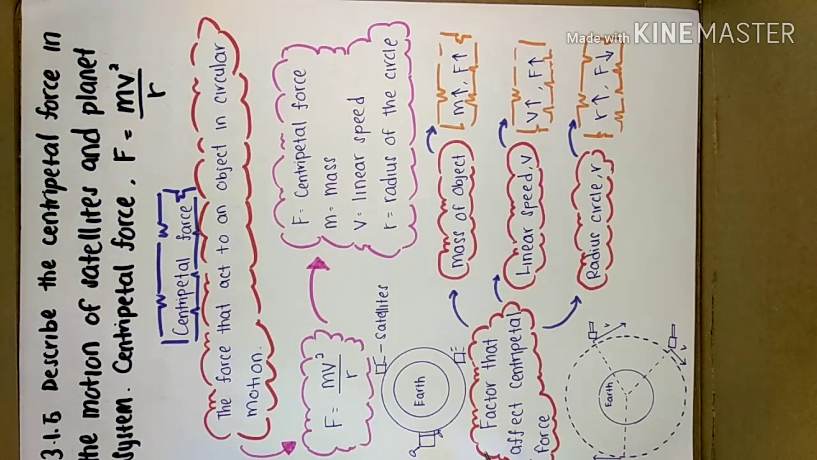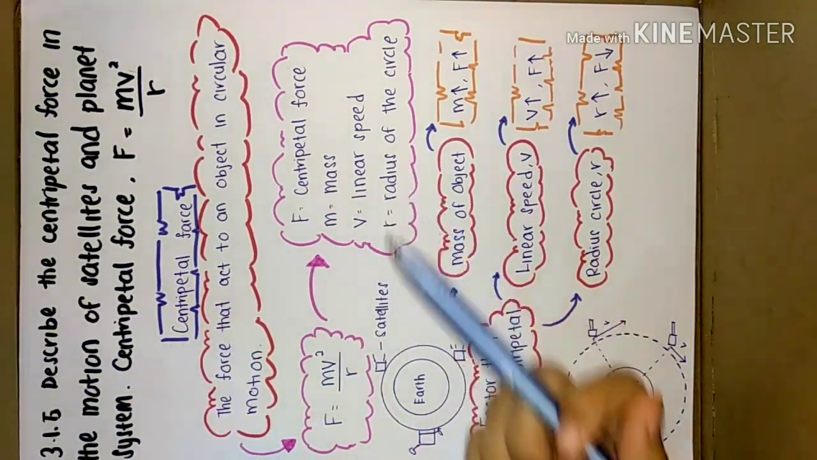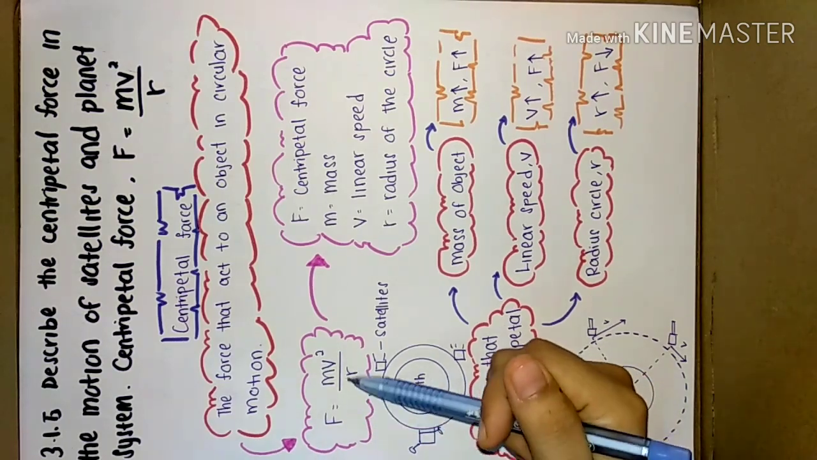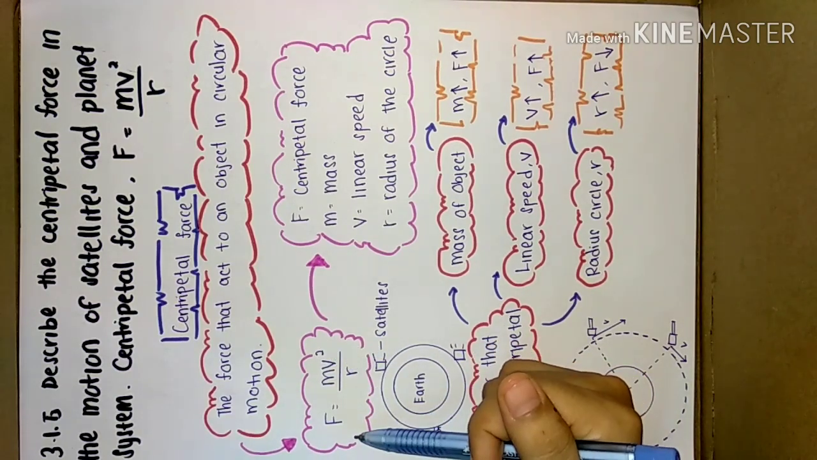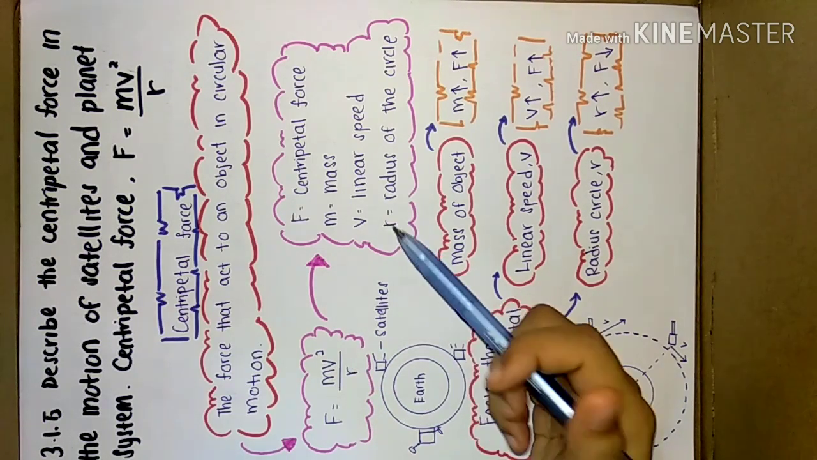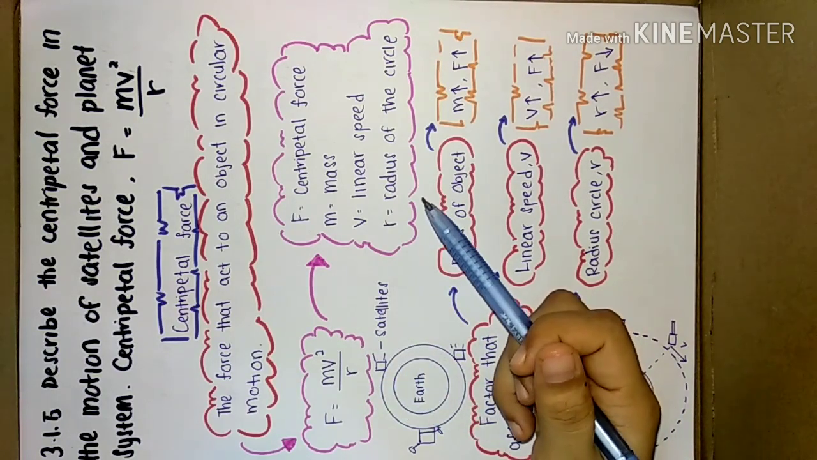Okay, so bila satelit ni berpusing mengelilingi bumi, ada orbit dia, dia akan ada force untuk merubahkan direction. So macam akan ada force untuk satelit ni bergerak. So, force tu yang menyebabkan dia bergerak sekeliling bumi dipanggil centripetal force. Okay, students? Okay. So, for the force ni, we have the formula which is F equal to mv squared over r. So, F is centripetal force, m is mass, v is linear speed of the satellite, and r is radius of the circle.